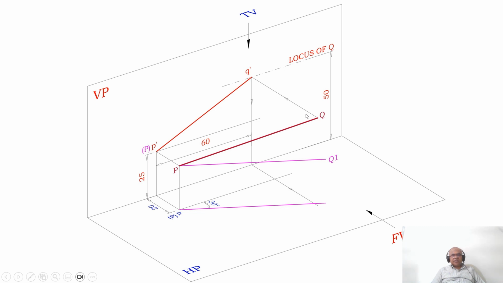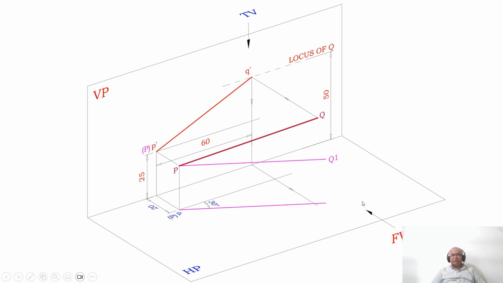Now he says the line is inclined at 30 degrees to VP. The inclination of the line to VP can be seen in HP. So now you draw a line from here which is at 30 degrees to VP. We don't know the length, so you simply draw a line. When you look from the top view, that image will fall here, which is at 30 degrees to VP.